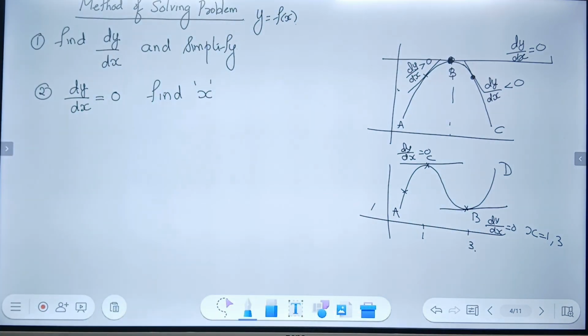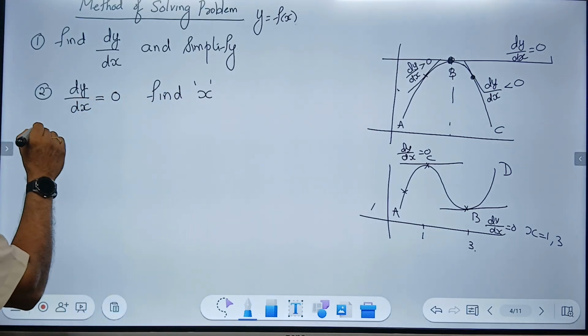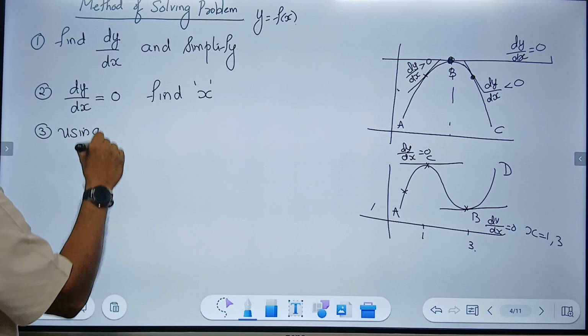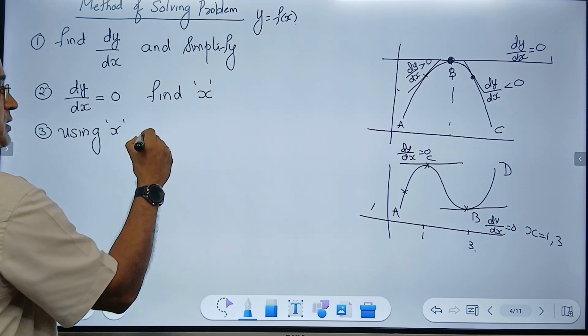So first I find x. What's the third step? Using the x values found, split the intervals.